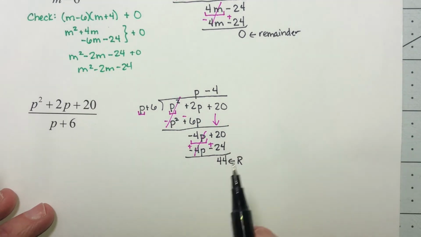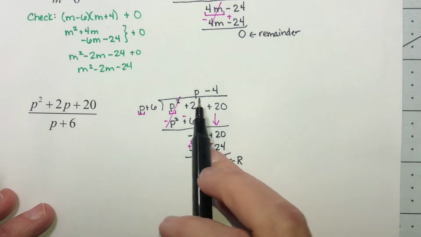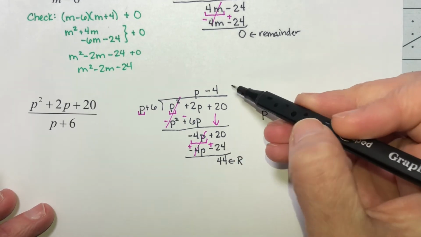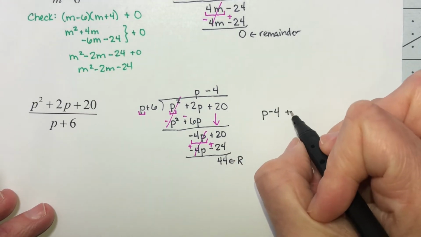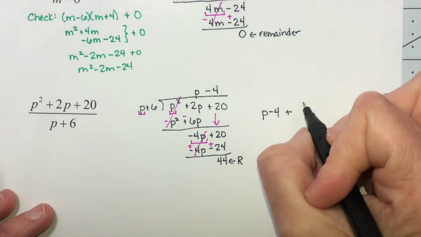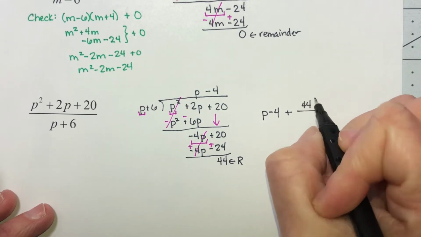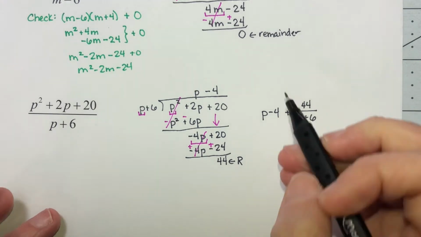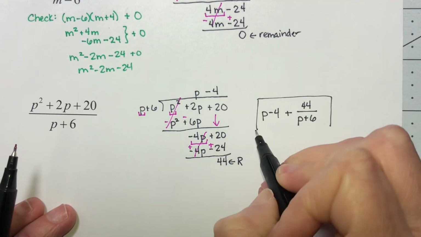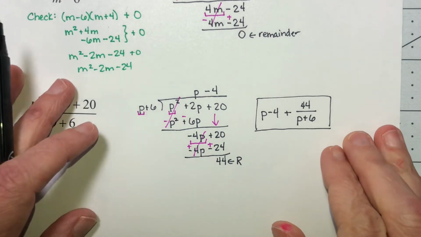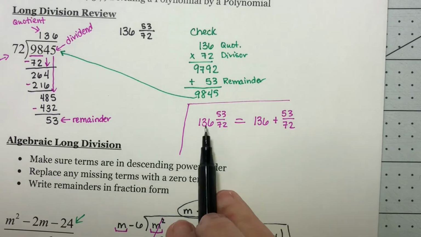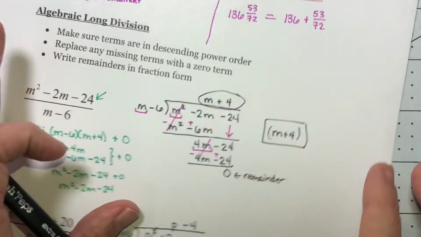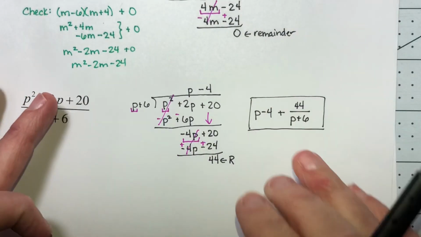Okay, so how do we write our answer when we have a remainder? We do P minus 4, which is the quotient from the top, plus 44 over what we are dividing by. This is your answer. Remember in the first video how I said that this is the same as this? With numbers, we don't have to write the plus sign. In algebra, we do. Okay.